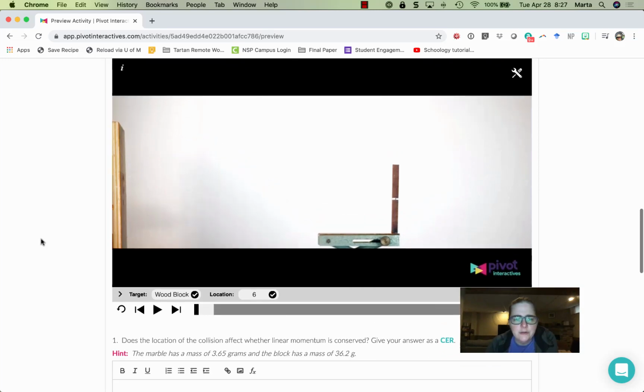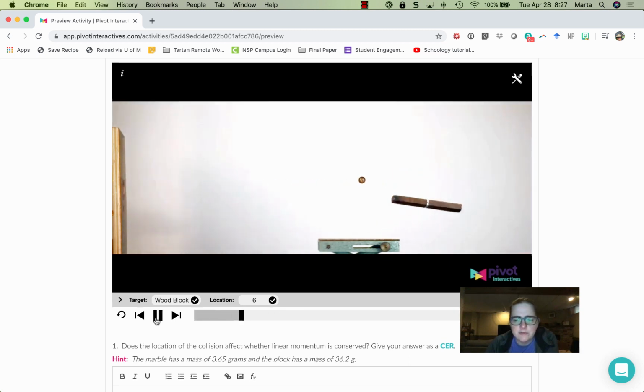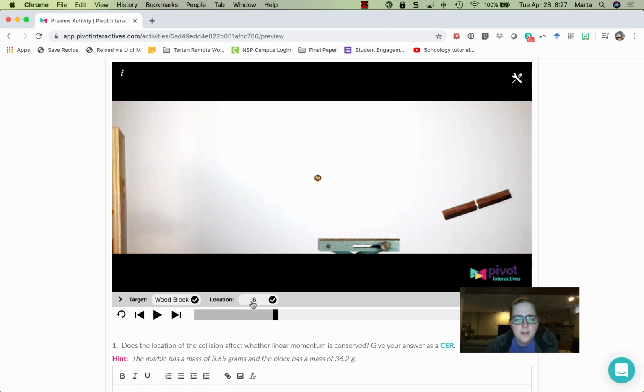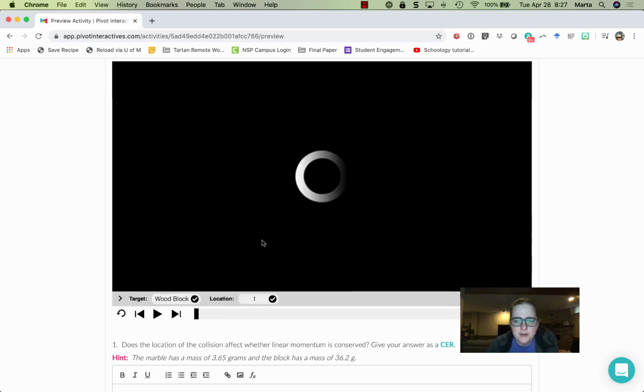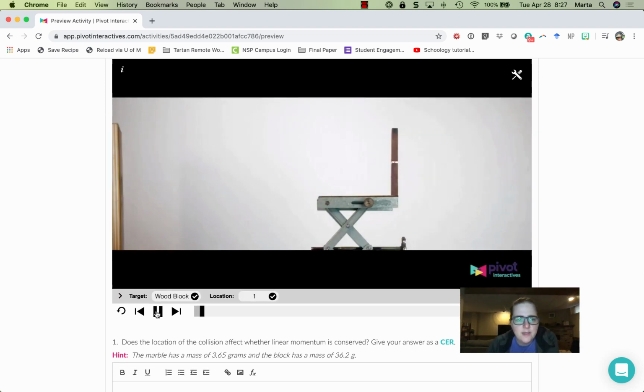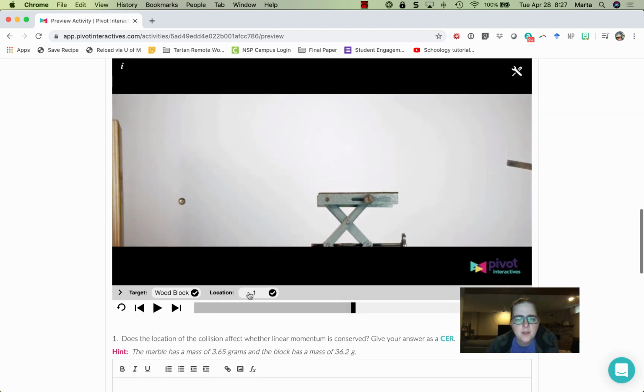Part 2 is going to show you a little bit of a more complicated collision. There's going to be a marble that shoots out of a launcher and hits this block. Now the location is a measure of how far from the center of the block that marble hits. So the block has this white line. If I choose a different location and I click go, then that marble is going to line up differently with the block and hit in a different spot. And so I want to know if these locations affect whether linear momentum is conserved.